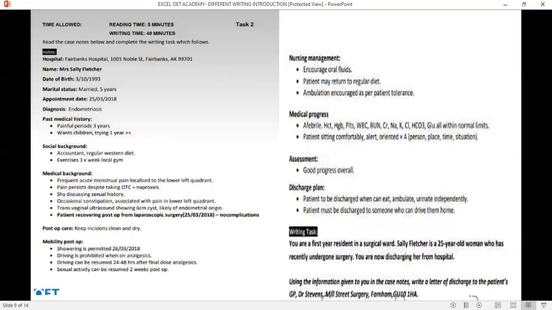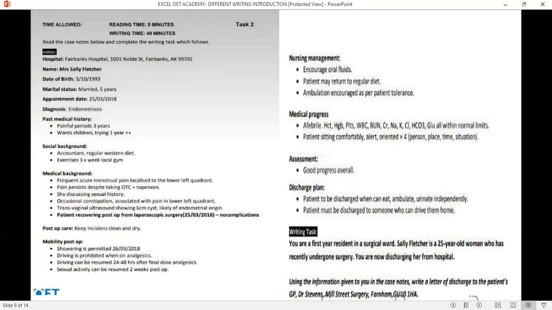Now let's go back to this. You will see where they wrote this. They said, you are a first-year resident in a surgical ward. Sally Fletcher is a 25-year-old woman who has recently undergone surgery. I'm reading the writing task. You are now discharging her from the hospital. Now, go down again. Using the information given to you in the case notes, write a letter of discharge to the patient's GP. So you're referring back to the patient's GP.